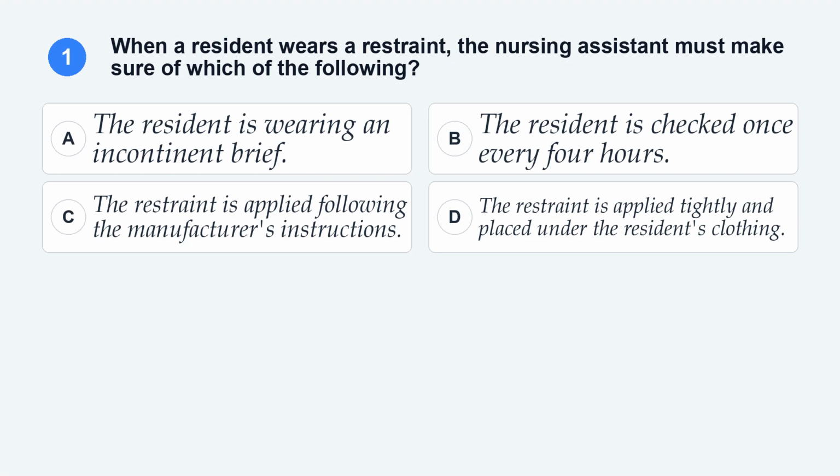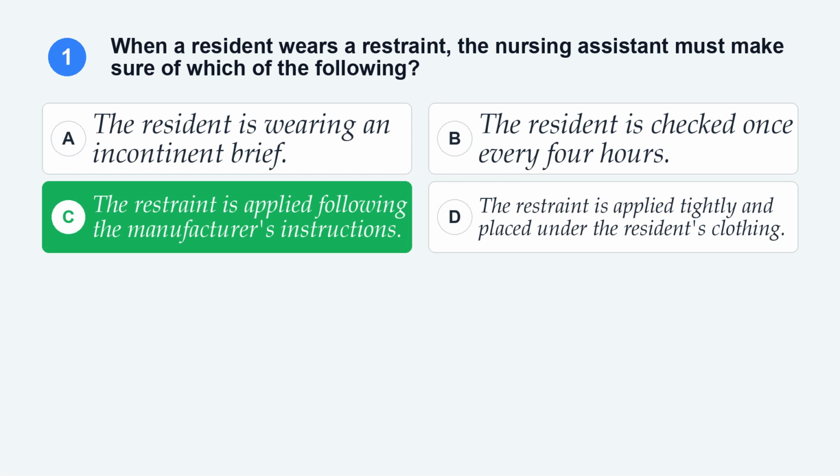Question 1. When a resident wears a restraint, the nursing assistant must make sure of which of the following? Option A. The resident is wearing an incontinent brief. Option B. The resident is checked once every 4 hours. Option C. The restraint is applied following the manufacturer's instructions. Option D. The restraint is applied tightly and placed under the resident's clothing.